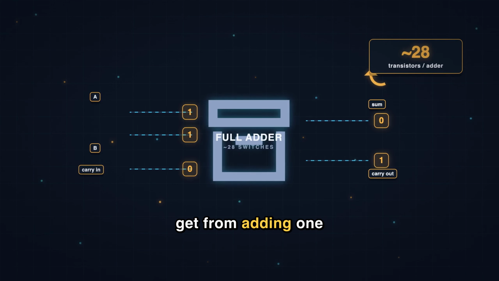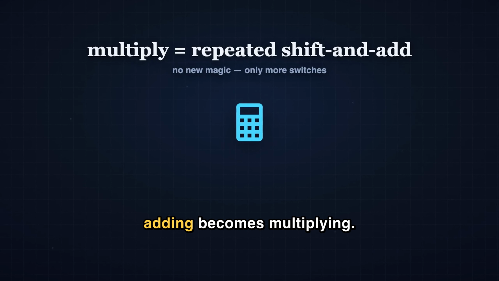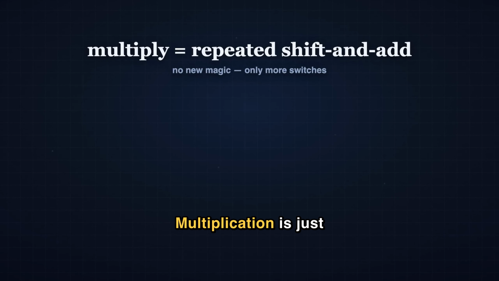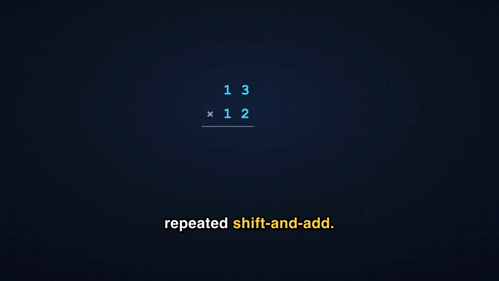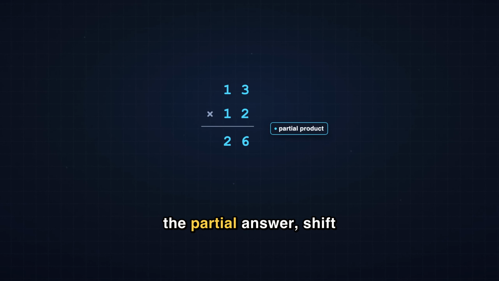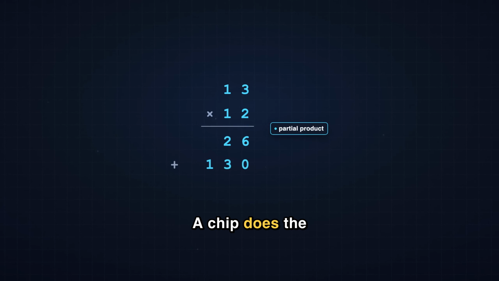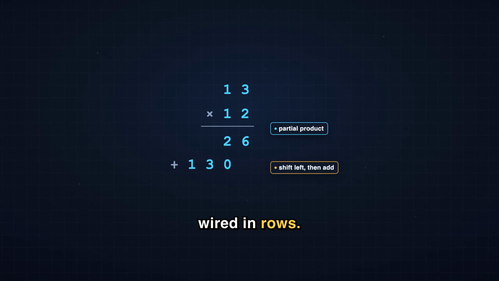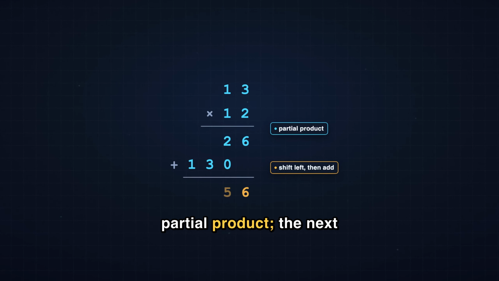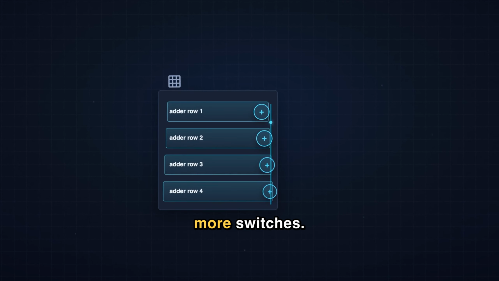So how do you get from adding one column to multiplying whole numbers? You chain them. That covers adding. Now the why is how adding becomes multiplying. Multiplication is just repeated shift and add. Think of long multiplication by hand. You multiply by 1 digit, write the partial answer, shift it left, then add all the partial answers up. A chip does the same trick with adders wired in rows. Each row makes one partial product. The next row shifts it and adds it in. Chain enough adders and you have a multiplier, no new magic, only more switches.